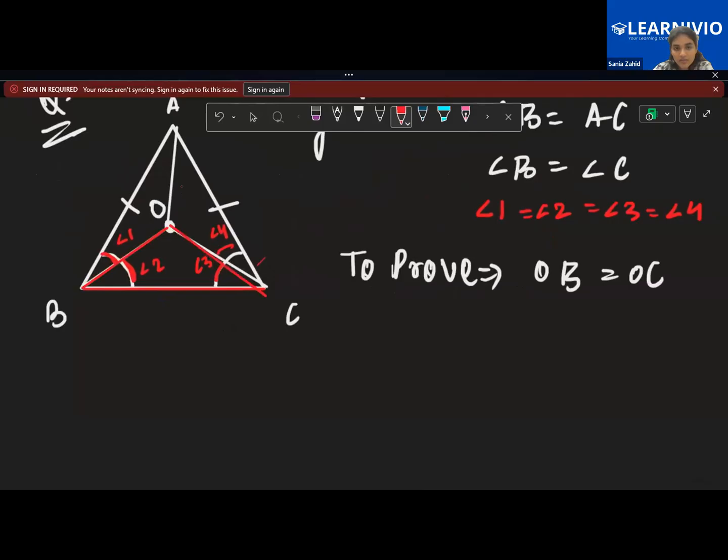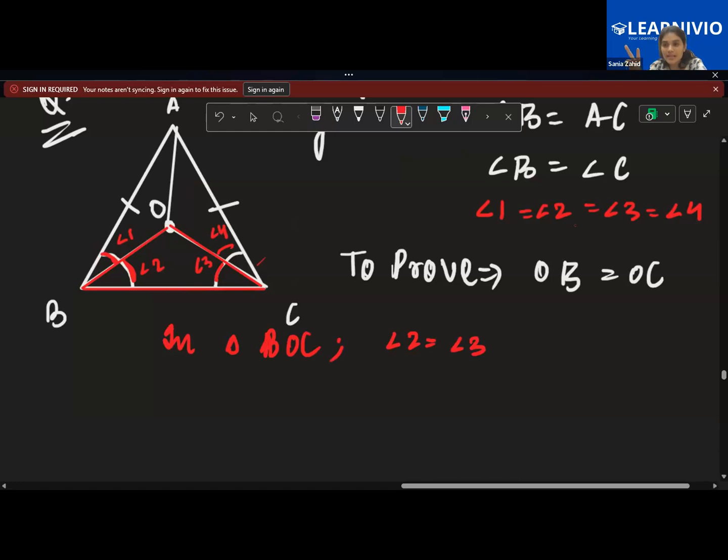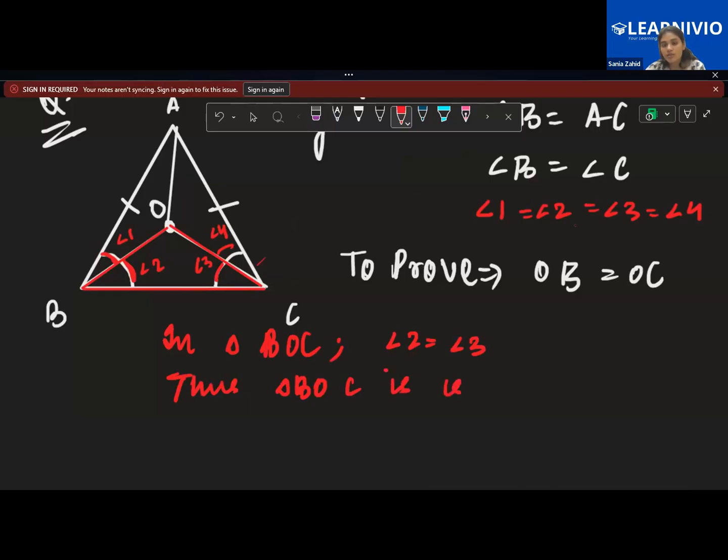Focus on this triangle. Now I have in triangle BOC, angle 2 is equal to angle 3. Children, do you remember in the last class we studied, if two base angles are equal, then the triangle is isosceles. So, thus triangle BOC is isosceles.